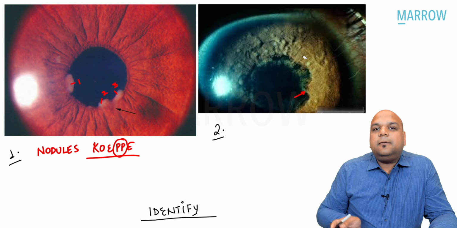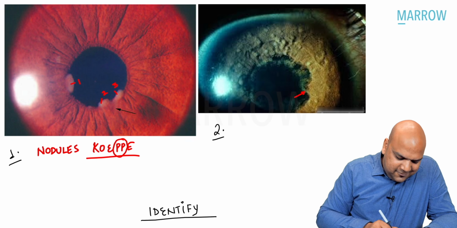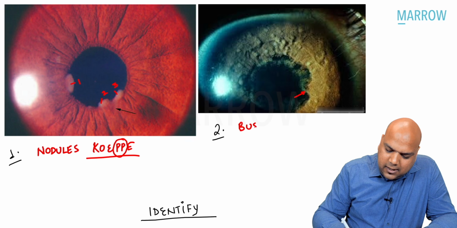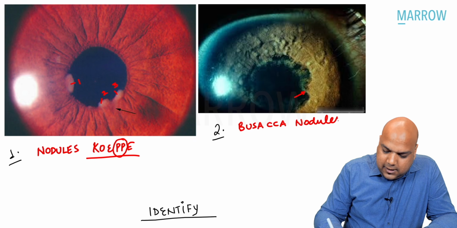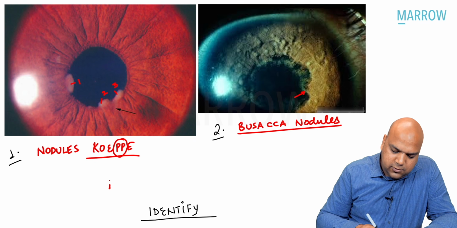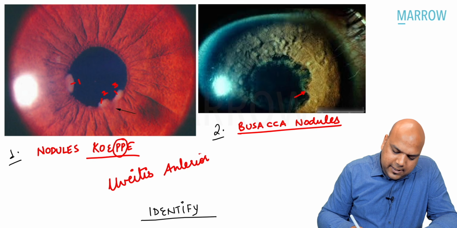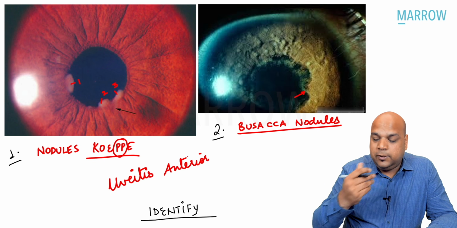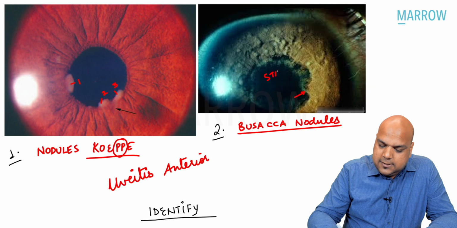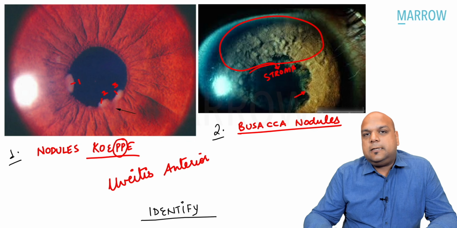Bad English choice, but nonetheless. So what can we see here? We can see Busacca nodules. Busacca nodules are the other type of nodules. Both these nodules are found in uveitis, or rather I can specifically say anterior uveitis. As we all know, Busacca nodules are found in the stroma. So we can see not at the pupillary margin, but all the nodules in the iris stroma.